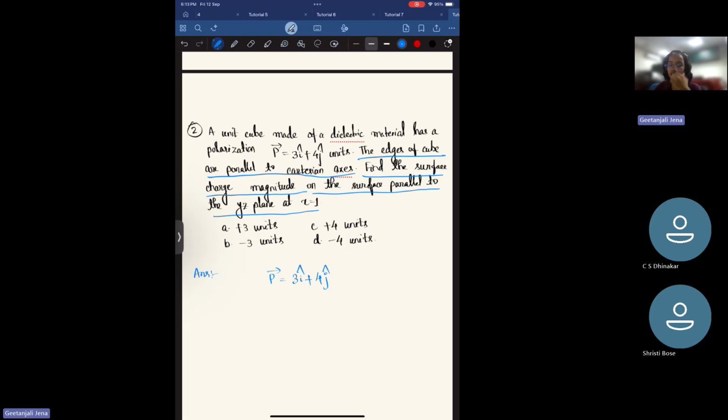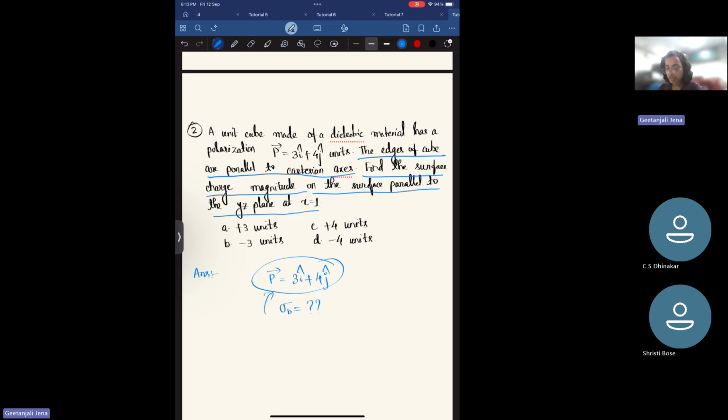This is based on the direct formula for the surface charge density. So please calculate it first and let me know the answer. You need to find sigma b given P. There are four options: option A is plus 3 units, option B is minus 3 units, C is plus 4 units, and D is minus 4 units. Calculate it and let me know the answer.